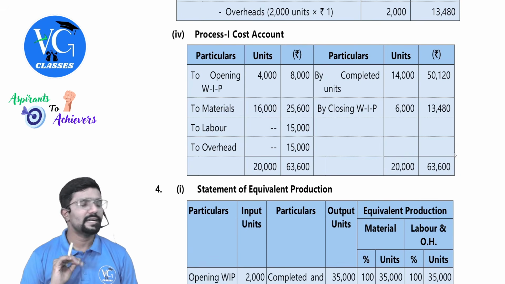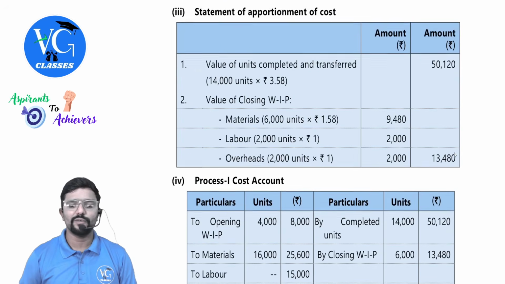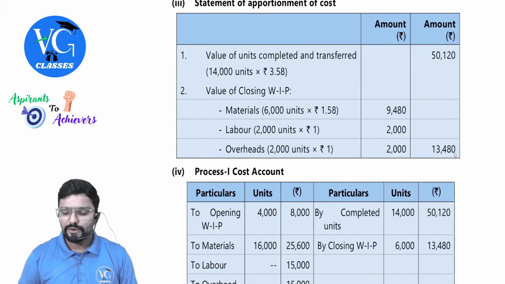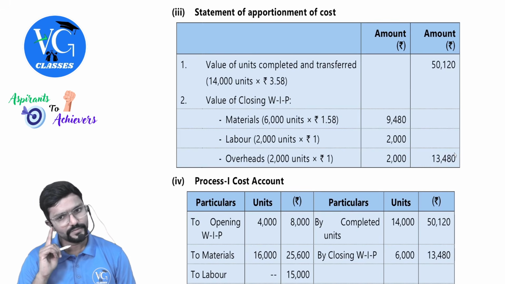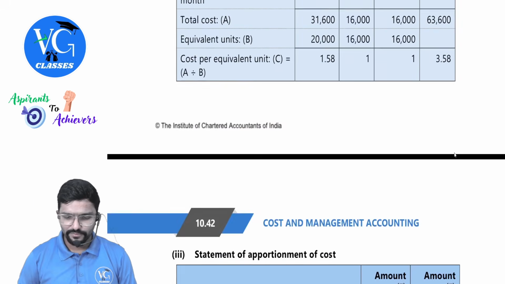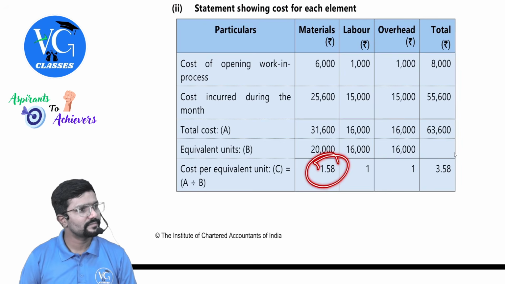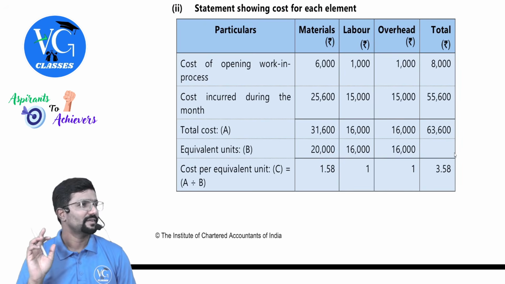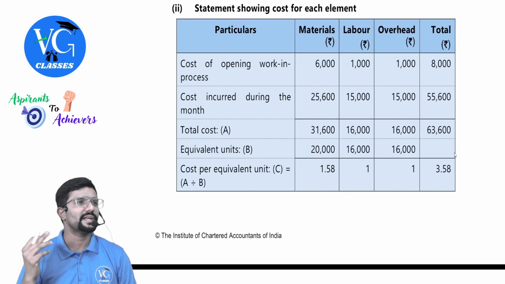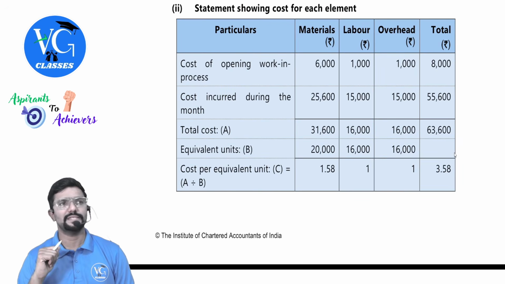Is that clear? And guys, see, here there is nothing to round off. Why, sir? Have they rounded off? Here, are you getting exactly 13,480? You check. Yes, because 1.58 is an exact figure. Okay, then there won't be any problem. Rounding off will come only when you are taking decimals. Clear?